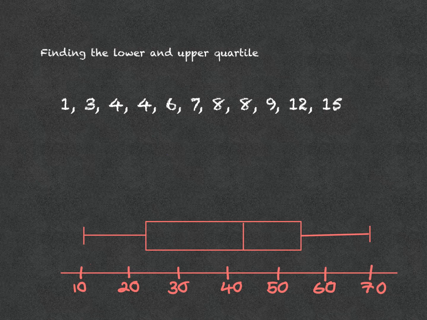So here we are finding the lower and upper quartile with this set of numbers. If you notice here, we've got 11 numbers, so that means there's one number in the middle that's going to be the median. And if you count them from each side, we find that that number will be 7. And so that's going to be the median.